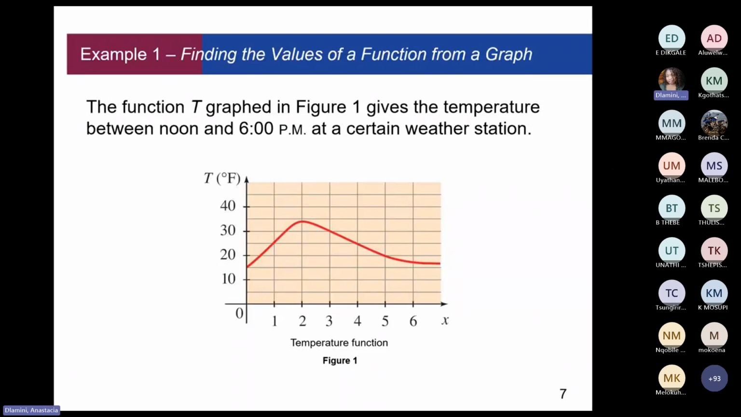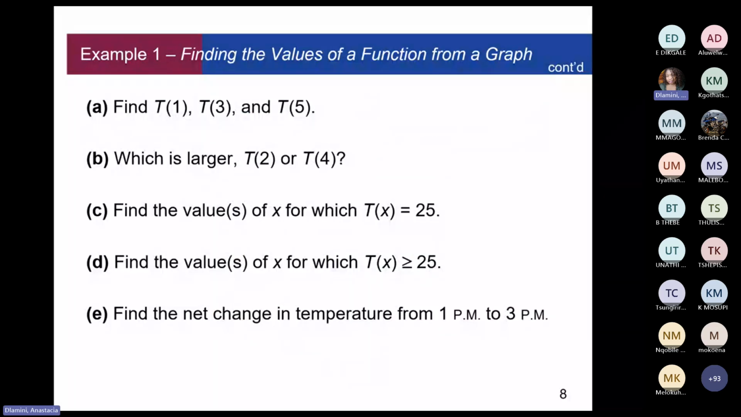Now, here's an example. They say the function T, graphed in figure 1, gives the temperature between noon and 6 p.m. at certain weather stations. Can we all see that? Now, the first question says, find T1, T3, and T5. Can we do that? We are reading values from the graph. What is T1?